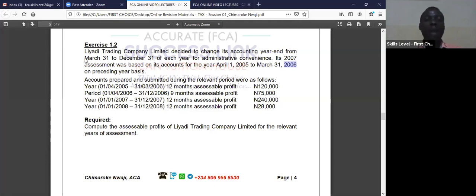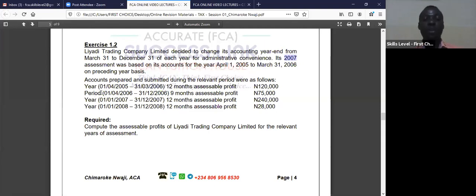The company was doing March 31 every year. So this is the year; they now give you 1st April 2005 to 31st March 2006, and they told you it is 12 months. Because this is ending in 2006, it is 2007 year of assessment. Is it fine? Now look at the second one.